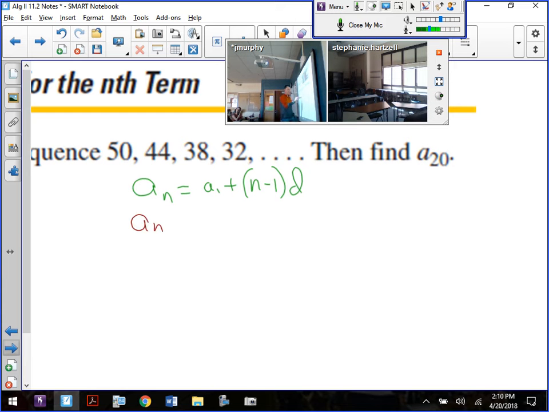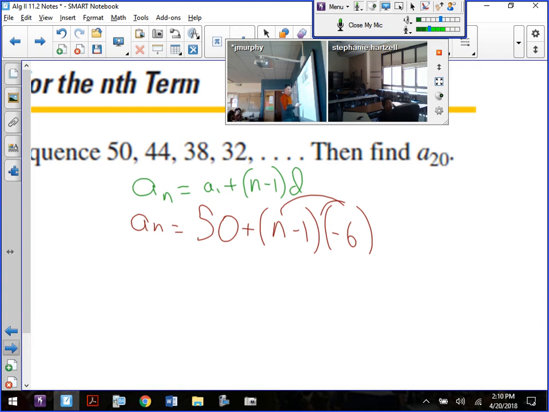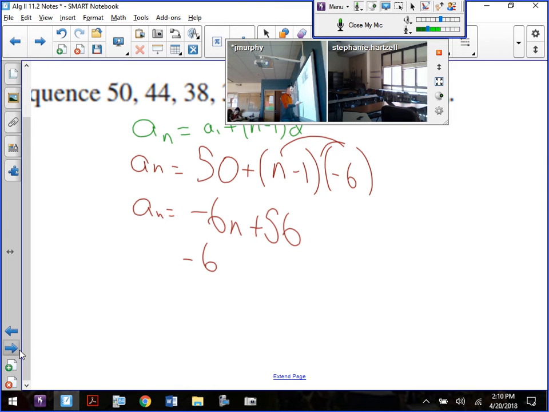So your nth term would be 50 plus n minus 1 times, what was it, -6? Distribute around, you wind up with -6n plus 56 as your rule. And then what do you do to find the 20th term? You substitute in -6 times 20, and was it -64, I think?